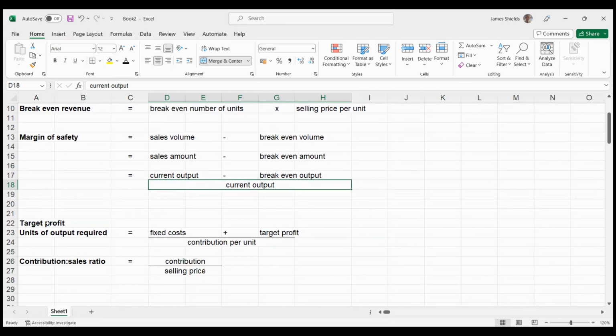Now, a target profit. So you want to know how many units are required to meet the target profit. It's your fixed costs plus your target profit over your contribution per unit. And finally, the contribution to sales ratio is the contribution over your selling price.